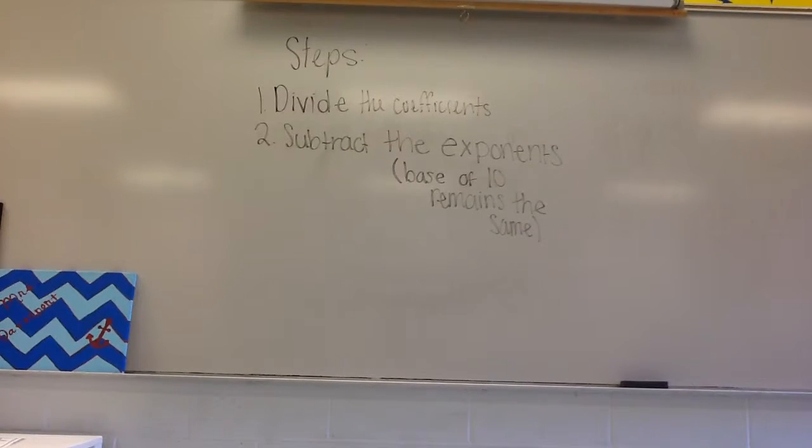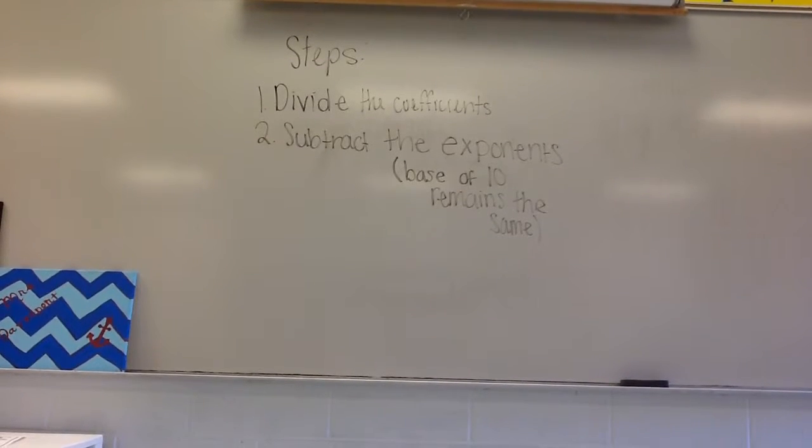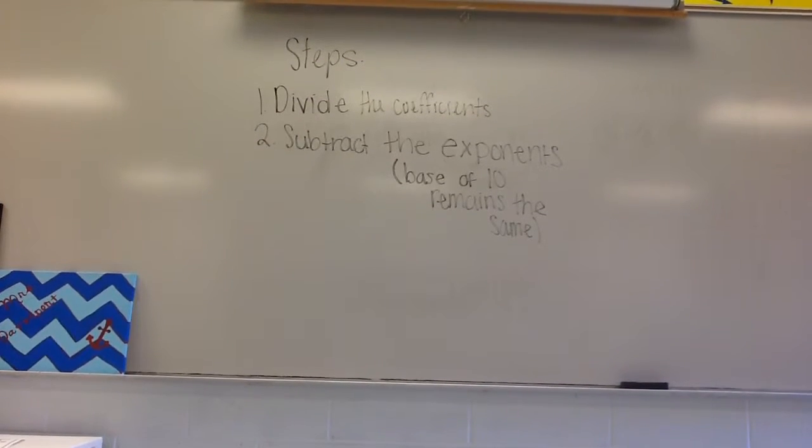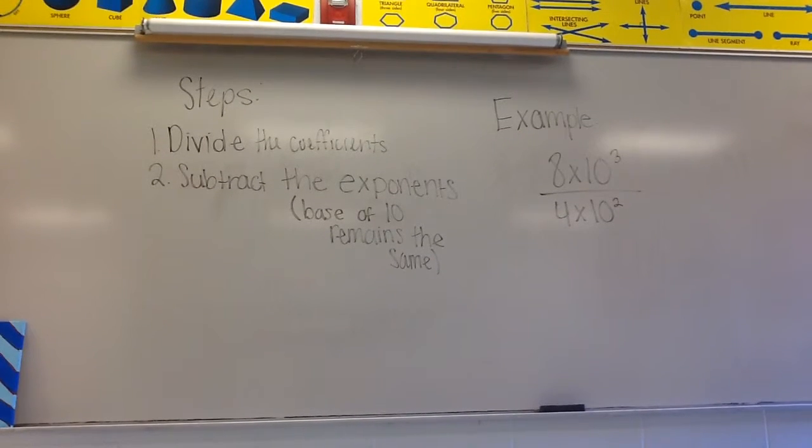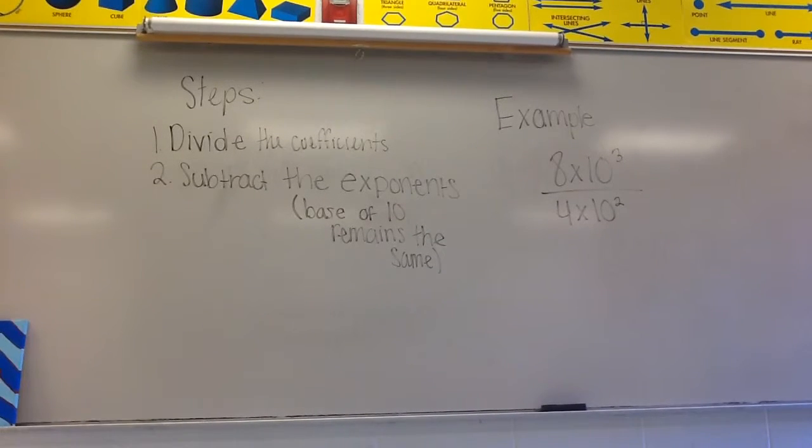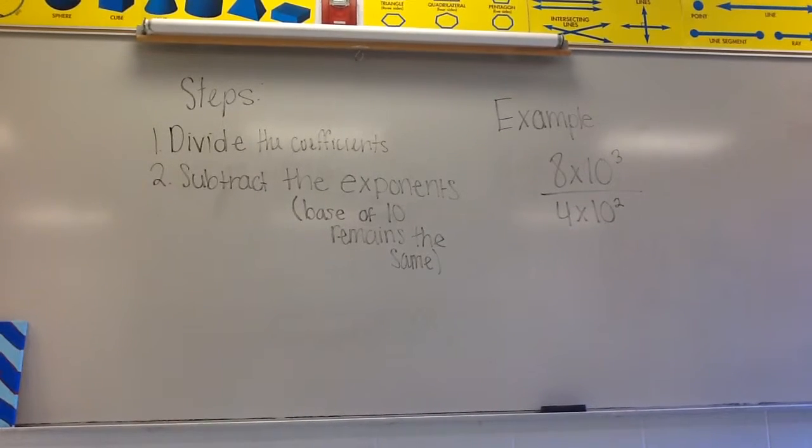Your steps for dividing scientific notation are to first divide the coefficients. Your second step is to subtract the exponents, and the base of 10 remains the same. Your first example for dividing scientific notation is 8 times 10 to the 3rd divided by 4 times 10 to the 2nd.